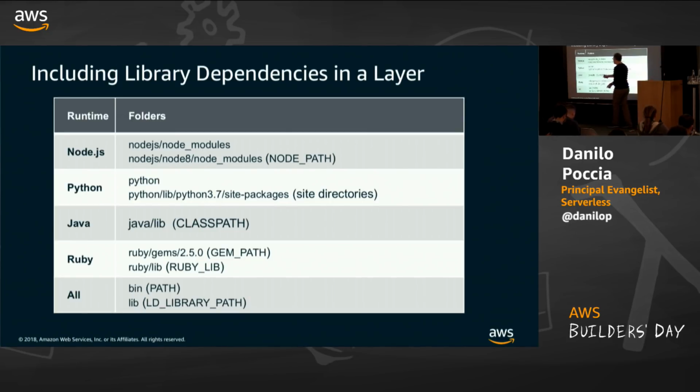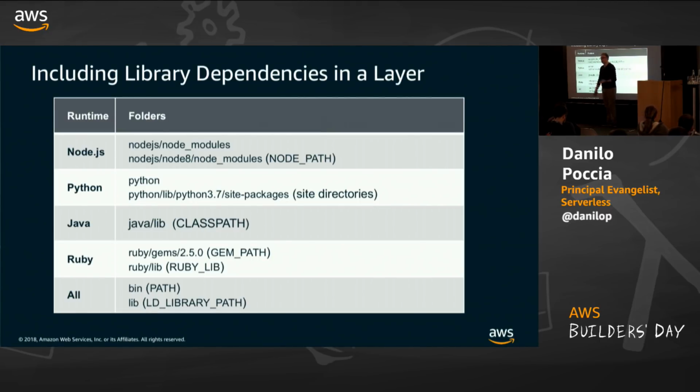For Java, java/lib is the class path. So put your jar into java/lib, and it will be automatically seen by your Java Lambda functions. For Ruby, we support both gems and Ruby libraries. Ruby is new to the Lambda platform. And for all runtimes, anything that is under bin, so /opt/bin, is in the path. So if you want to run an executable, you put it under bin, and you can just execute it without specifying the path within the Lambda function.